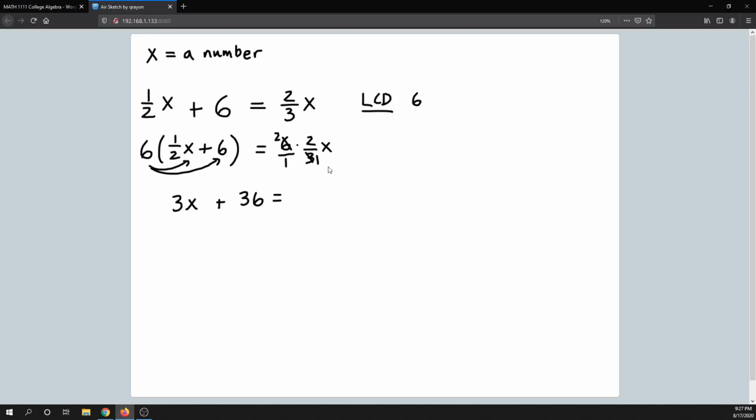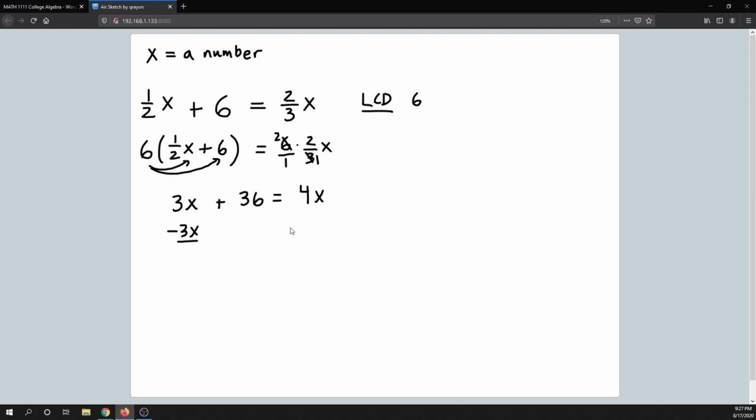So that will be 4 over 1, which I can just write as a 4, and then times this x here. All right, so you can see that multiplying both sides by the LCD did its job of clearing out the fractions. And now it's just one more thing that we have to do here. That both sides are as simple as possible.